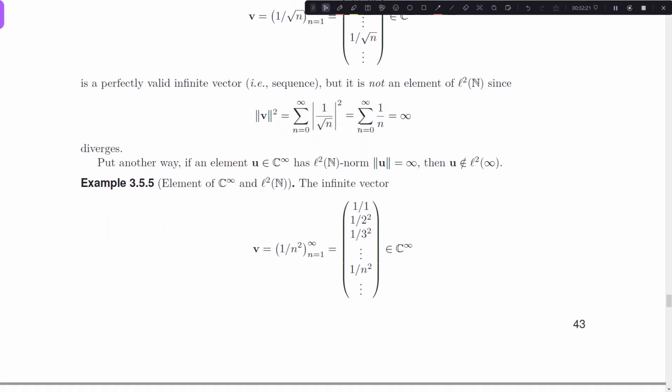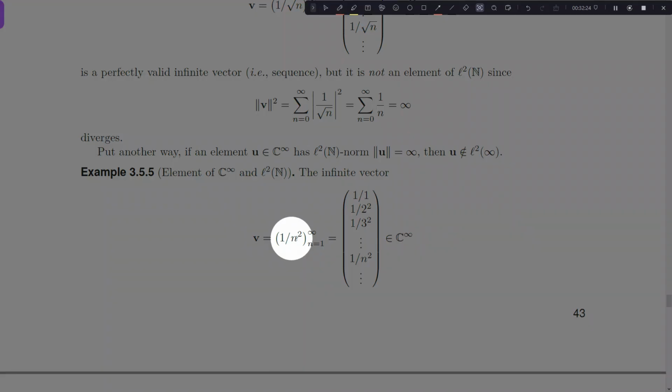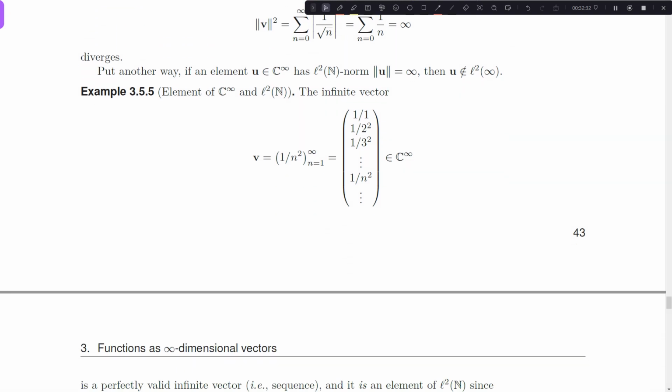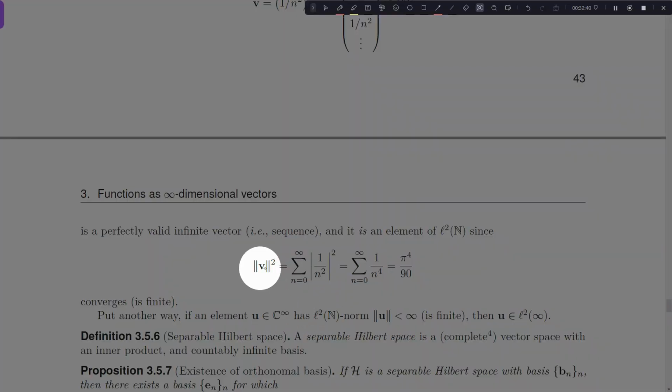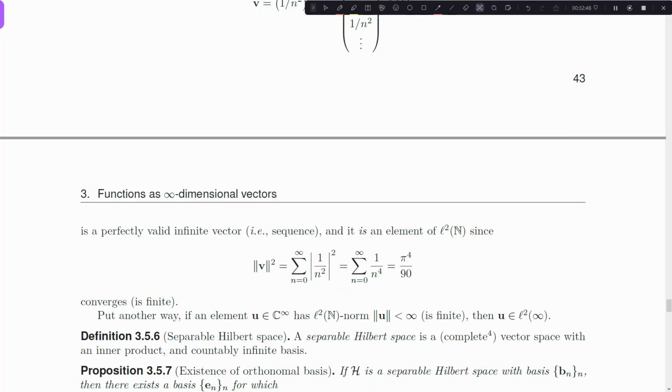Meanwhile, we can find a different element, maybe 1 over n squared, which is actually both in the C infinity case, because it's an infinitely long vector with complex entries, but it's also in L2 because the L2 norm here, if I calculate the L2 norm of the sequence, it's pi to the 4th over 90. And so that one converges, and I know I'm in L2. That should again be an n.